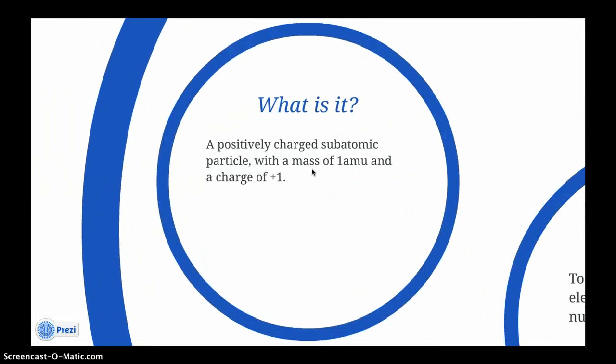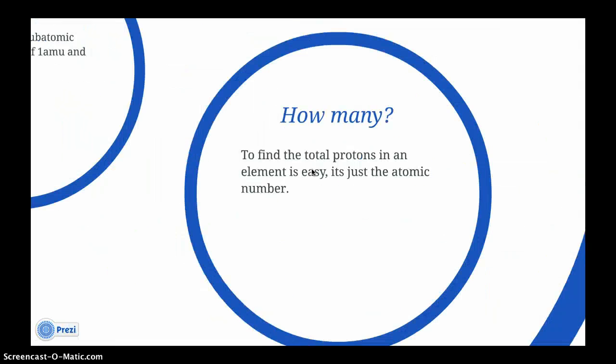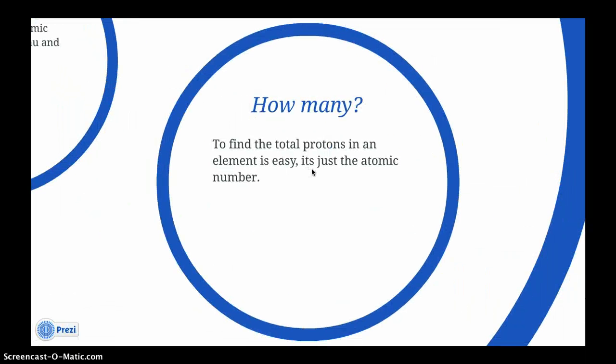So a proton is a positively charged subatomic particle with a mass of 1 AMU and a charge of +1. To find the total protons in an element, you just look at the atomic number above the symbol on the periodic table, and that will tell you how many protons there are in an atom of that particular element.